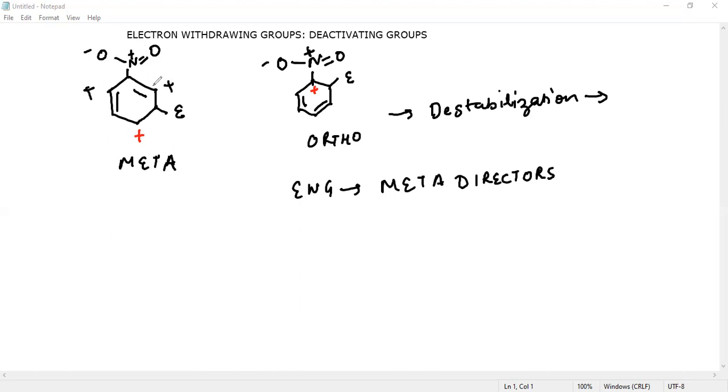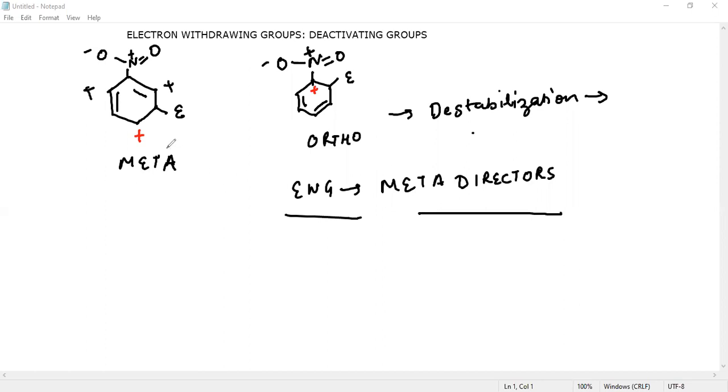So whatever is stabilizing a little bit. So this meta is more stabilizing than this one, although it is not being compensated. However, it is more stabilizing as compared to the ortho position. This meta position will be more favored. Okay, so electron withdrawing groups I've written here, they are meta directors.